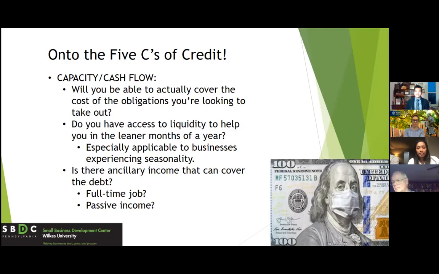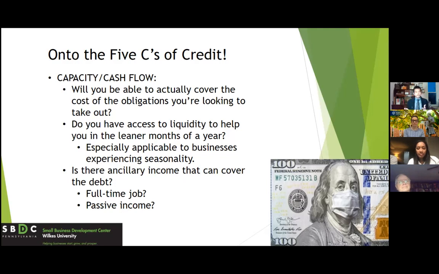This actually ties into capital, liquidity, cash. Do you have access to that liquidity in the leaner months of the year? This is really applicable if you have a business that falls into a seasonal component, right? So what are some examples of that? Like a greenhouse, for example. Or landscaping, right? Which I guess is kind of a related industry. Car dealerships are another thing that is subject to a certain amount of seasonality.